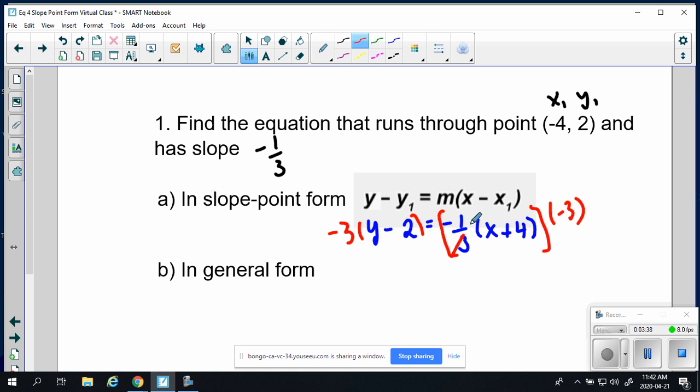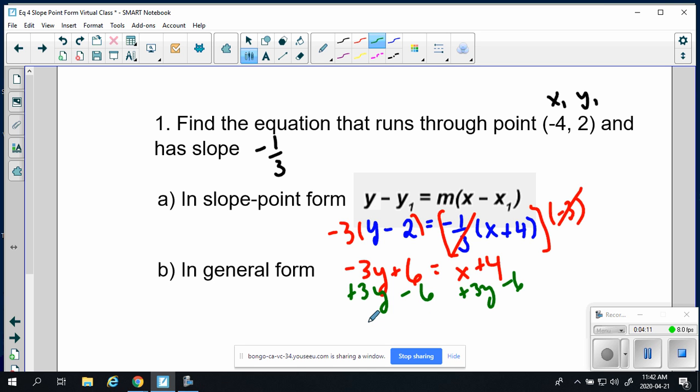If your algebra is good, you will realize that it kills off the negative 1/3 at the front, and there is no need to multiply it inside the middle. You can ask me about that later if you're wondering why you don't have to do that, but you'll recall that from Math 15. So on the left side, then we have negative 3y plus 6 is equal to x plus 4. And then I need to move everything over to this side. So I'll just add 3y to both sides. And I will subtract 6. So then I'm going to have 0 is equal to x plus 3y minus 2.